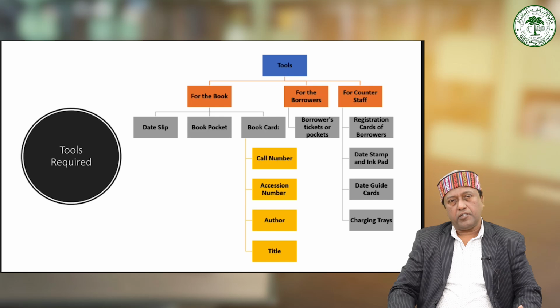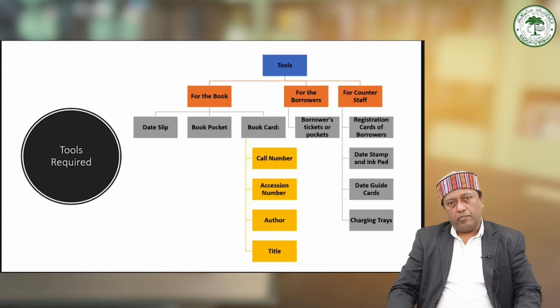As I told you, the first and foremost activity of the circulation section is the registration of members. The moment the registration process is complete, any person who becomes a member of the library automatically has to be given the service of lending. He is entitled to the service of lending, so definitely borrowing and lending has to be done.